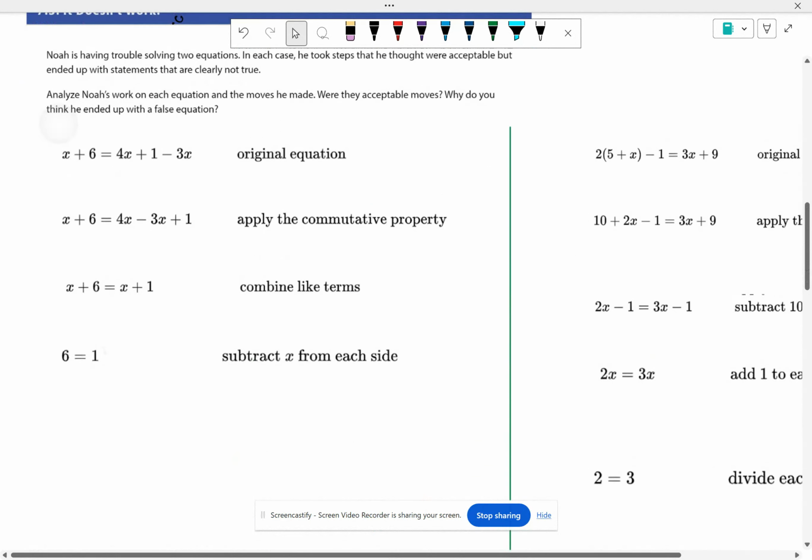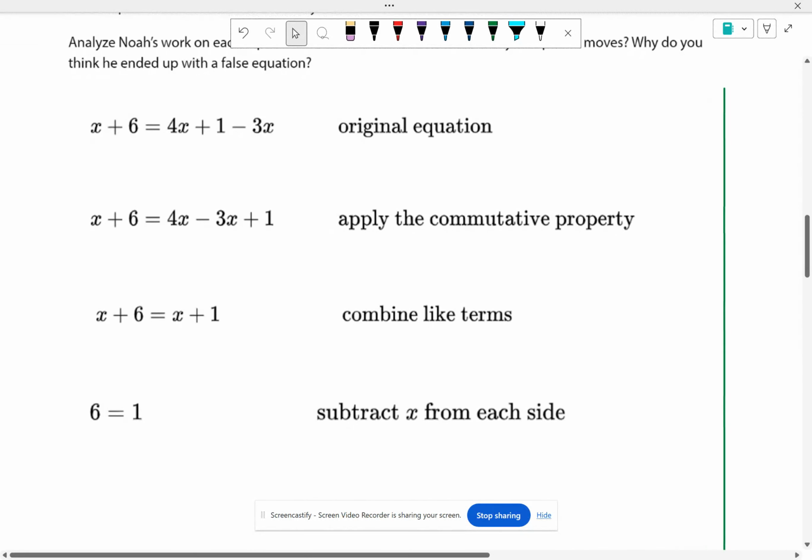And so if I come down here and look at this first equation, looking at the original equation, all the steps are labeled below what he did, and we're going to see if there's a reason why he got the statement at the end that is clearly not true. 6 is certainly not equal to 1. So given the original equation, what changed from the first part to the second part is he applied the commutative property.